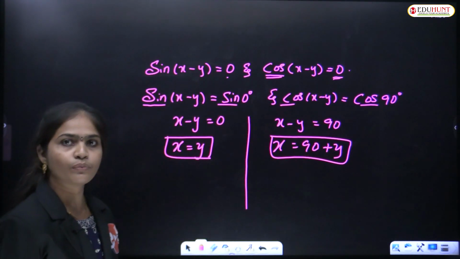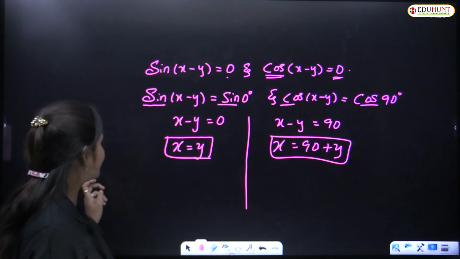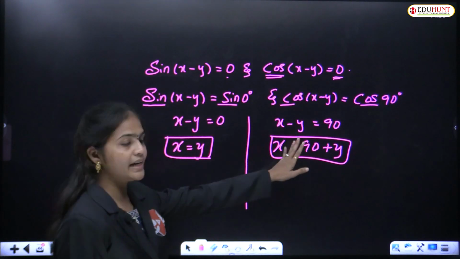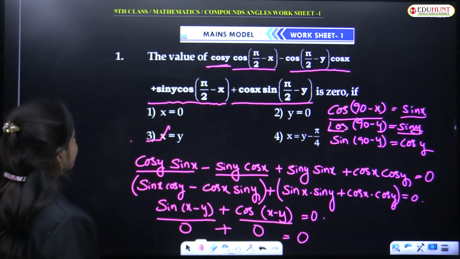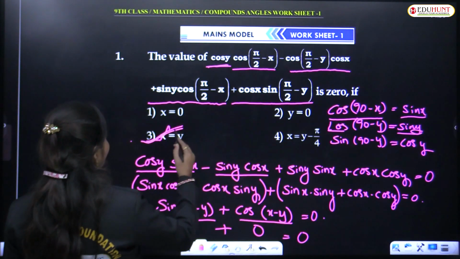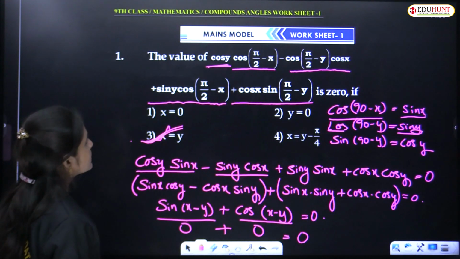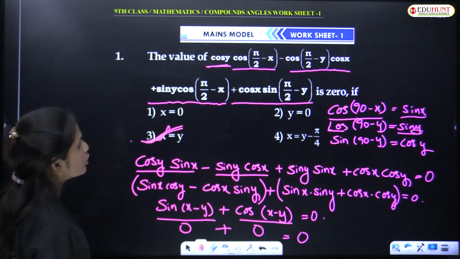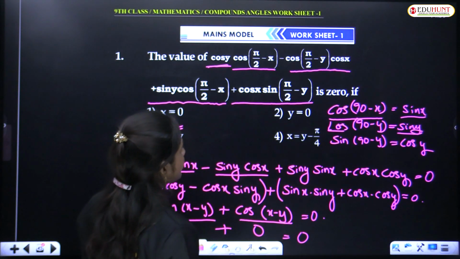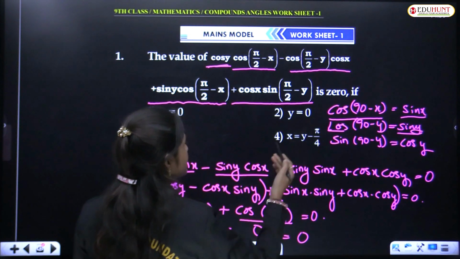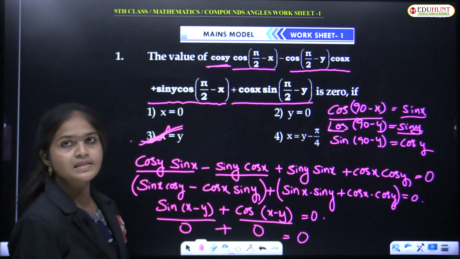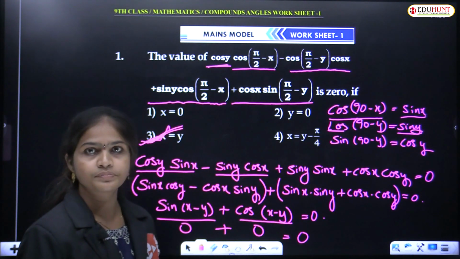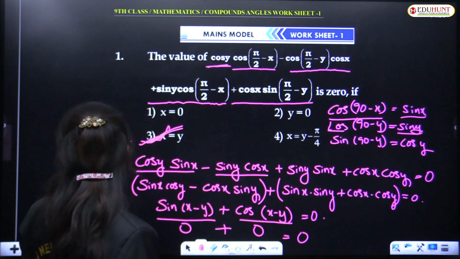90 plus y. So which condition is given in option C here? One is x is equal to y, another one is x is equal to 90 plus y. So what options are given here? Yes, x is equal to y is given, and x is equal to 90 minus y is not given here. This is y minus 45. Okay, so which option is correct? Yes, option 3 is correct here. Okay, so let us see the next one.